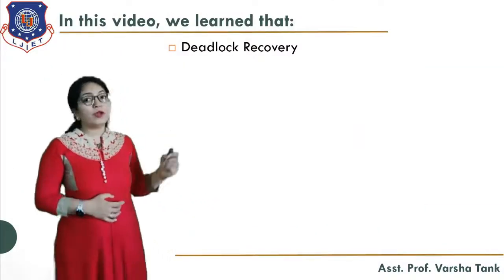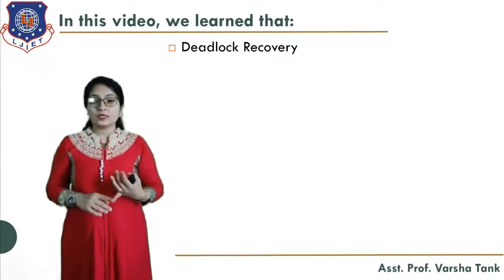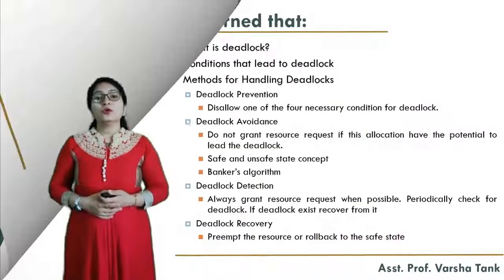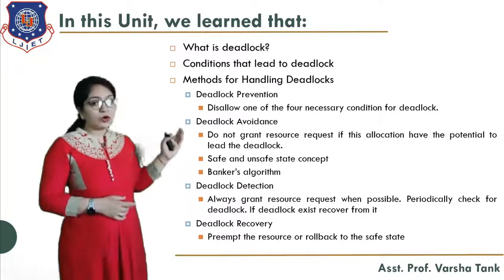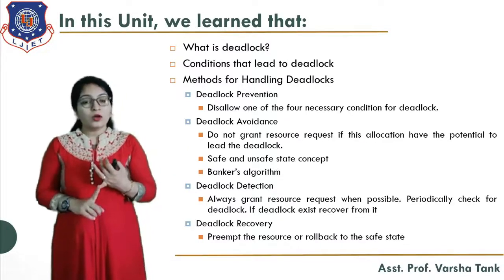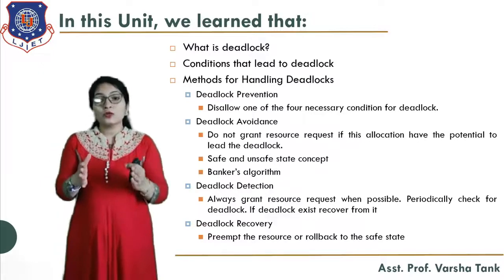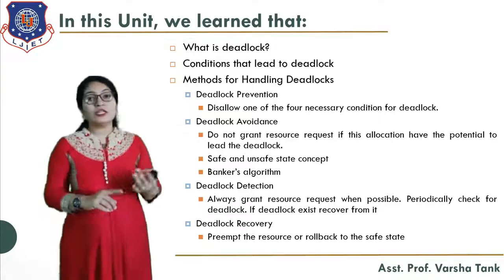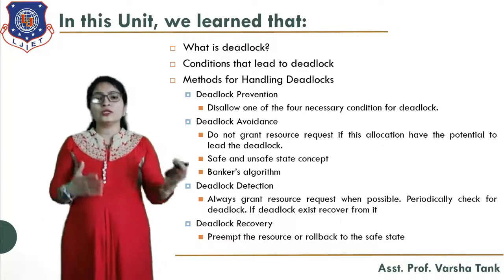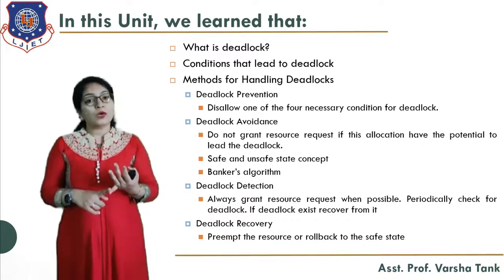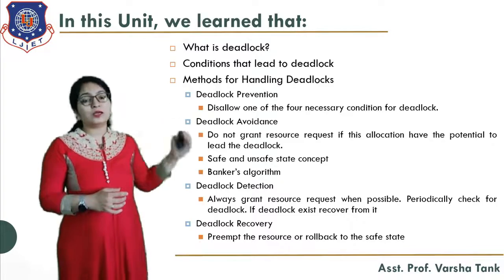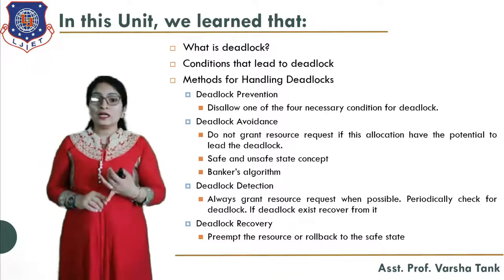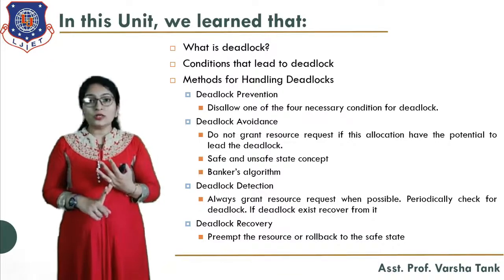So in this video we have learned deadlock recovery. Till now we have discussed deadlock prevention, avoidance, detection and recovery. In this unit we have discussed what deadlock is. Deadlock means that when processes are not able to complete their task, we say they are in a deadlock state. Then we saw the conditions that lead to deadlock: mutual exclusion, circular wait, no preemption, and so on, the 4 necessary conditions for deadlock. Then we saw the methods for handling deadlock; there are 4 methods that we discussed.